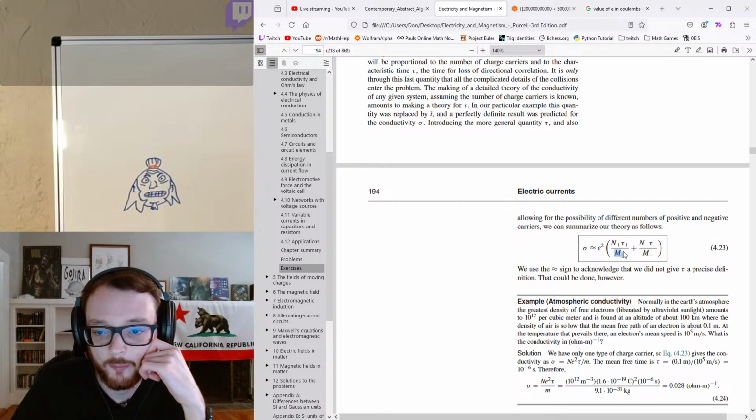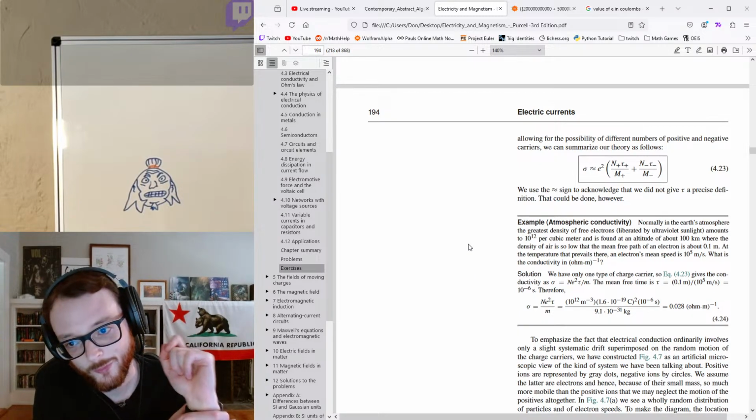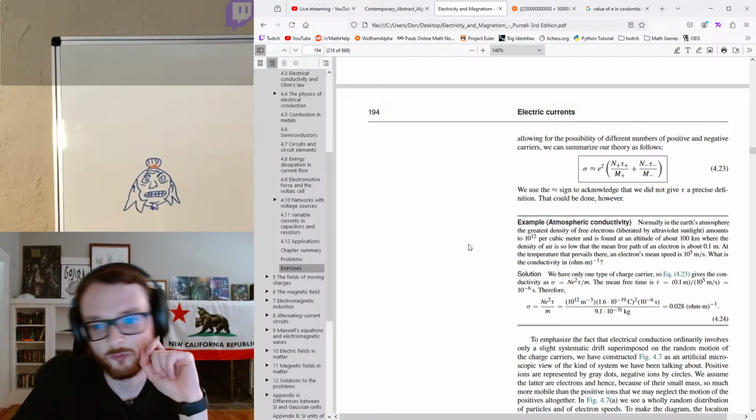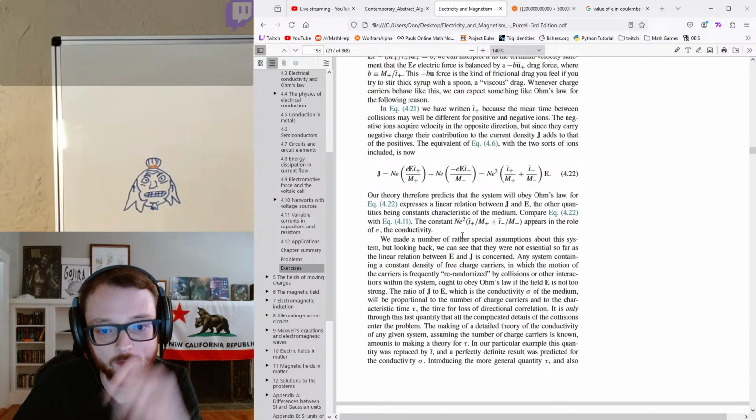We need the mass of the positive charge carriers and the mass of the negative charge carriers. Is the mass going to be... Oh, it's total mass. Isn't it? It's not just a mass per unit.